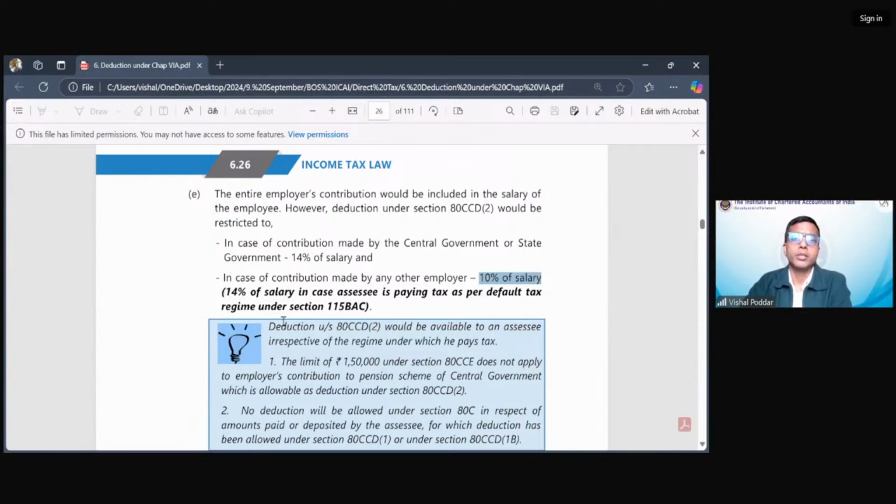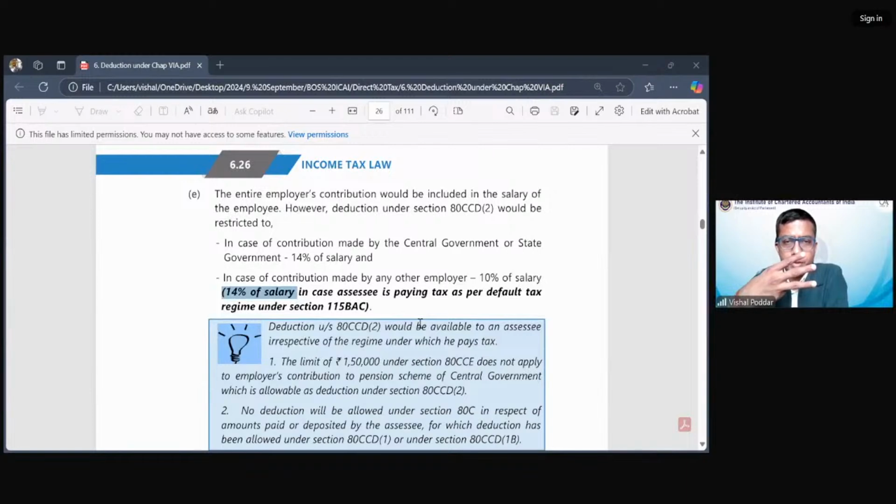this is the section which is allowing you deduction even under the new scheme. So where your employer is contributing in 80CCD, this deduction is allowed even under the new scheme. And when you are taking deduction of employer's contribution under the new scheme, the limit for employer's contribution is 14% of salary. So if you are working with a private employer and you are following the old scheme, the limit is 10% of salary for employer's contribution. But if you are following the new scheme, then the limit is 14% of salary for employer's contribution. I hope this is clear.